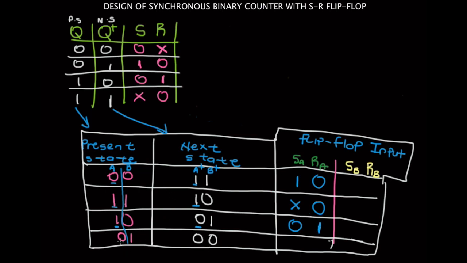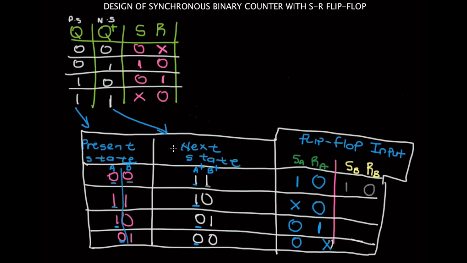And let's come here, we see our A is 0, our A plus is 0. Present state 0, next state 0. That says our S is 0 and our R is X. And right now we're going to transition to the B flip-flop input. So now we say our B is 0 and our B plus is 1. We find out that S is 1 and our R is 0.